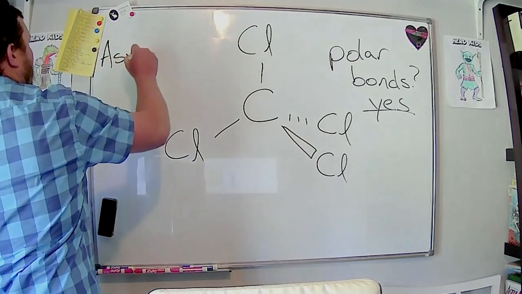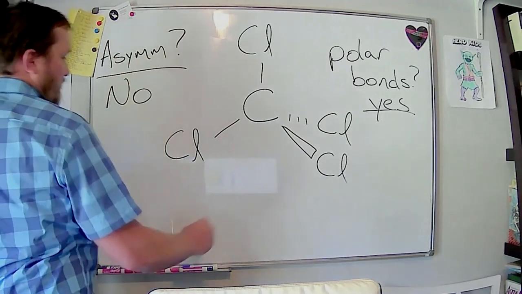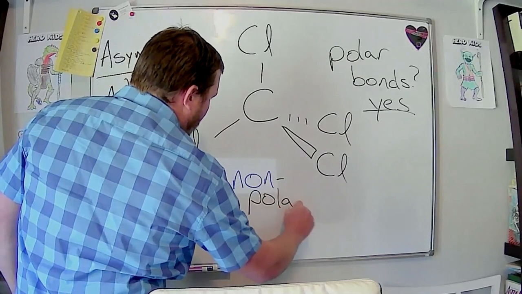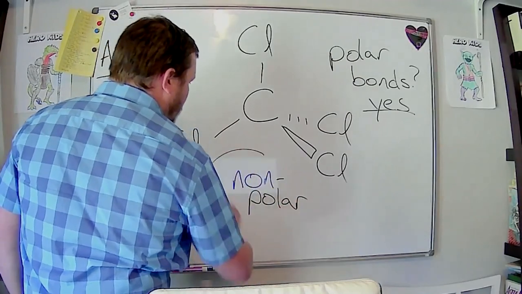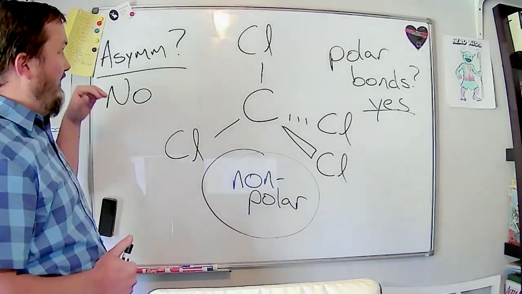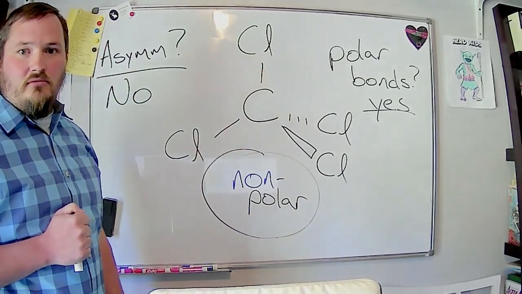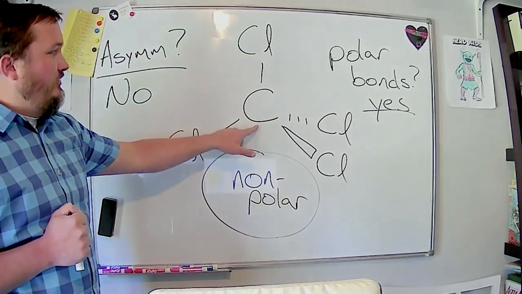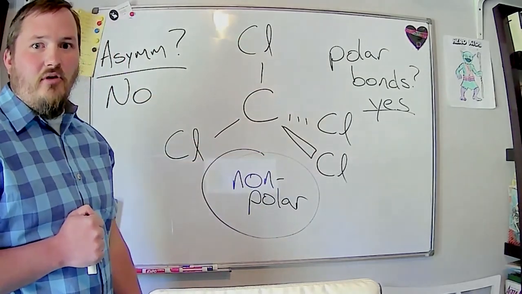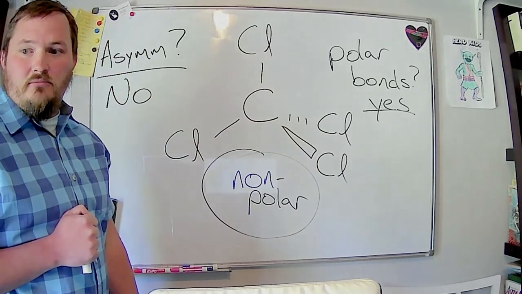So asymmetry? No. That makes it a nonpolar molecule. Right, the whole idea is that you have to be able to say yes to both of these for it to be a polar molecule. We have a tetrahedral electron geometry and all 4 of them are exactly identical. All 4 electron domains are identical, therefore it's nonpolar.